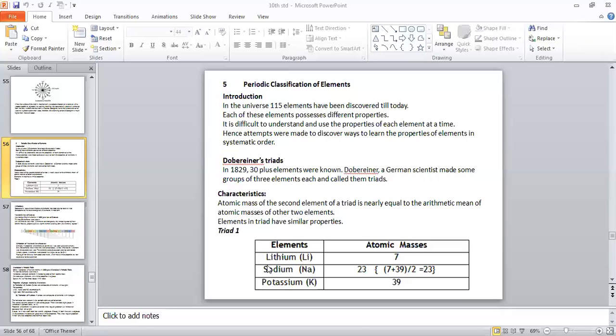Here one example is given: lithium atomic mass 7, sodium atomic mass 23, and potassium atomic mass 39. So if we take the sum of these, that is 7 plus 23 plus 39 divided by 3, that gives 23. So the arithmetic mean of these masses is equal to the atomic mass of the middle element. So that is a Dobereiner triad.